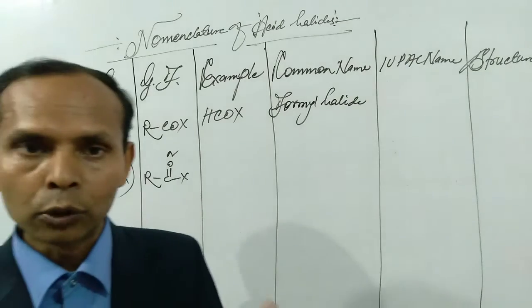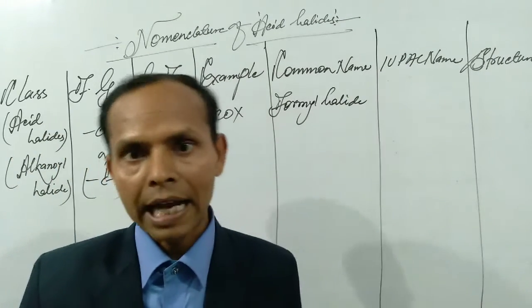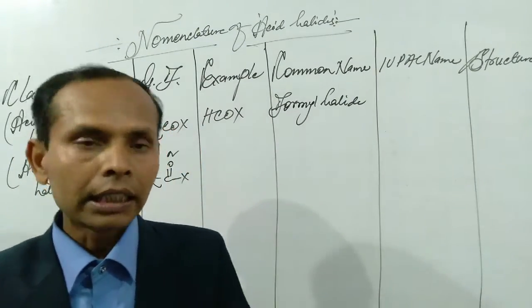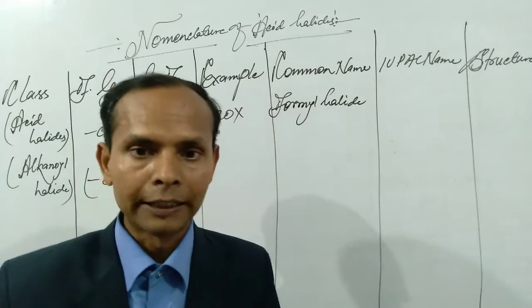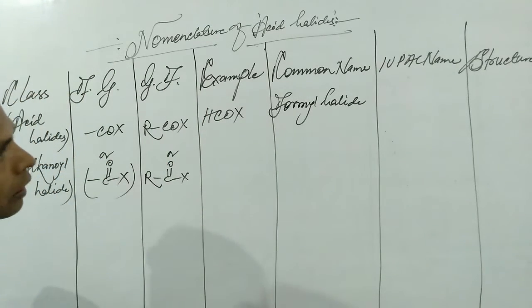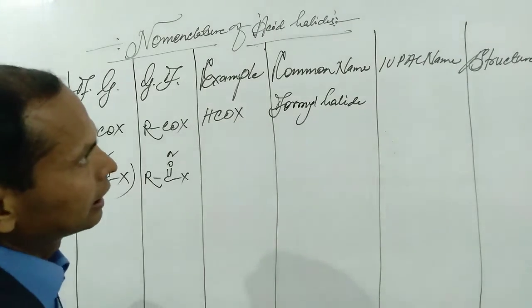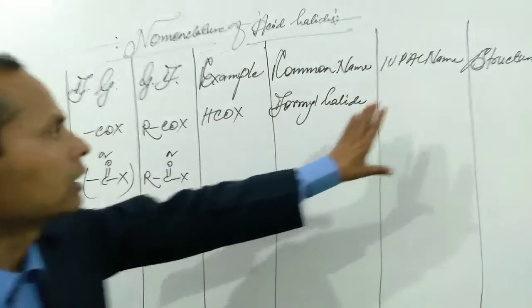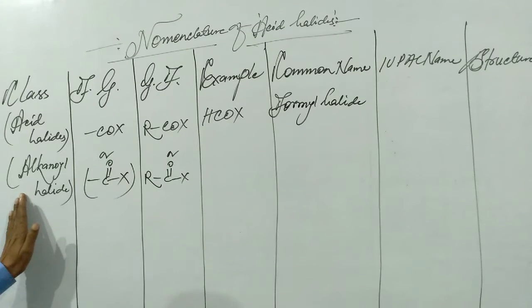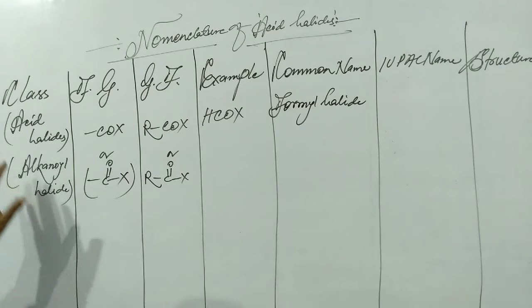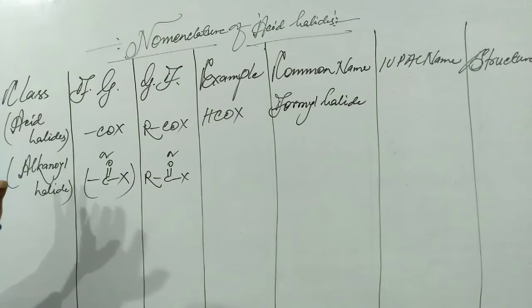In case of carboxylic acid, that is the formic acid. In case of aldehyde, that is the formaldehyde. In case of amide, that is the formamide, like that. So the name of such compound is formyl halide, and the IUPAC name is according to this name, which is the IUPAC name of the whole class as acid halide.